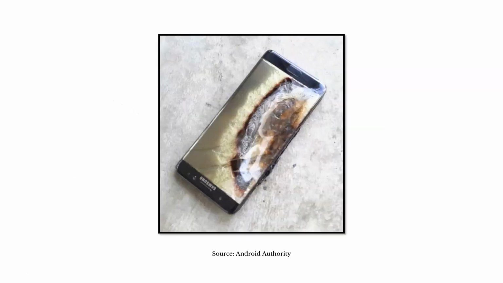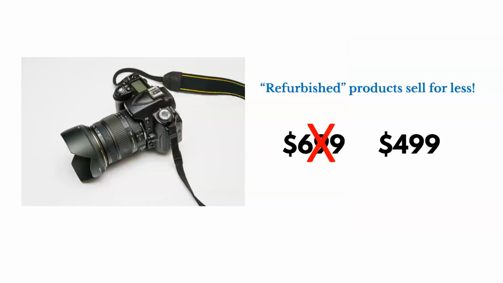An example of this was with the Samsung Galaxy Note 7. There was an issue with the battery that caused some phones to catch fire. Now, one of the problems with this is that if we've got to repair, rework, or refurbish a product, we often can't sell it for full price. We've got to reduce it and sell it at a discount.